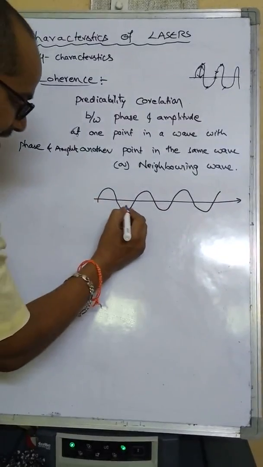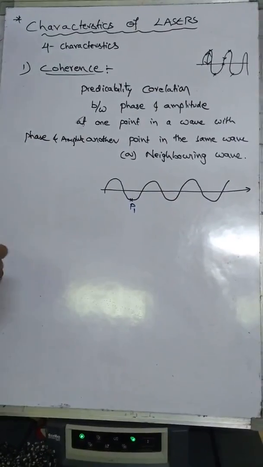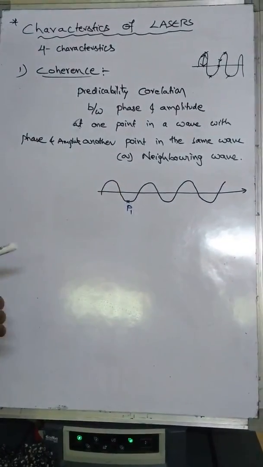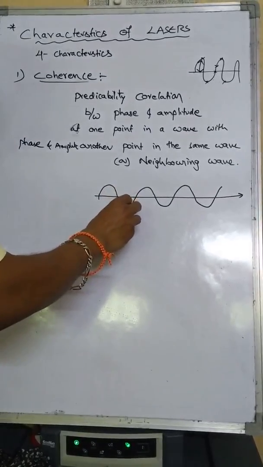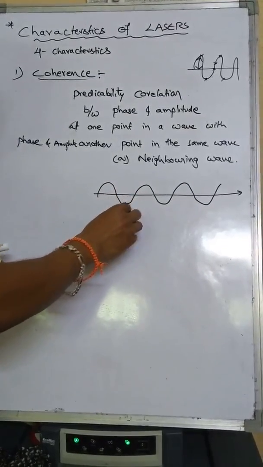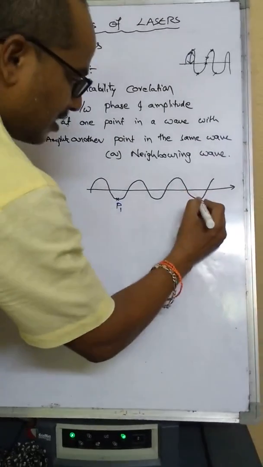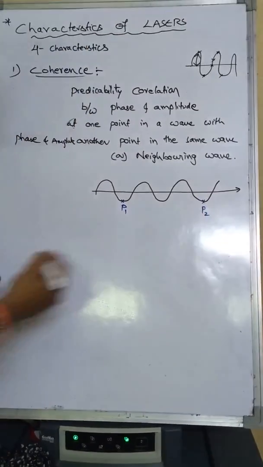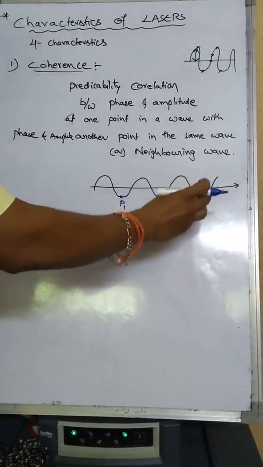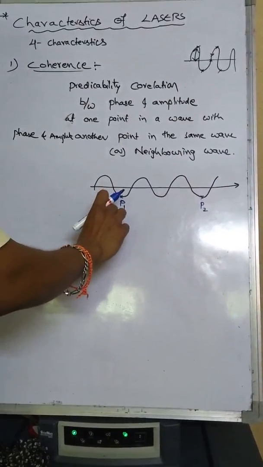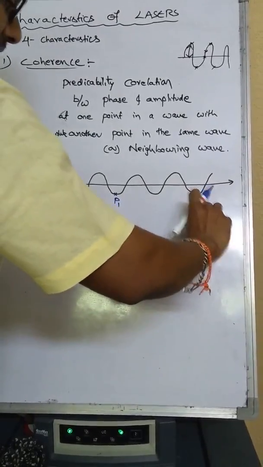And I will calculate at a point, say this is the point P1, the phase and the amplitude. Now, I can correlate the point where I am calculating the phase and the amplitude with another point. Let us consider this is point 2. So this is how I am comparing P1 and P2. P1 and P2 are the points where I have calculated the phase and amplitude.